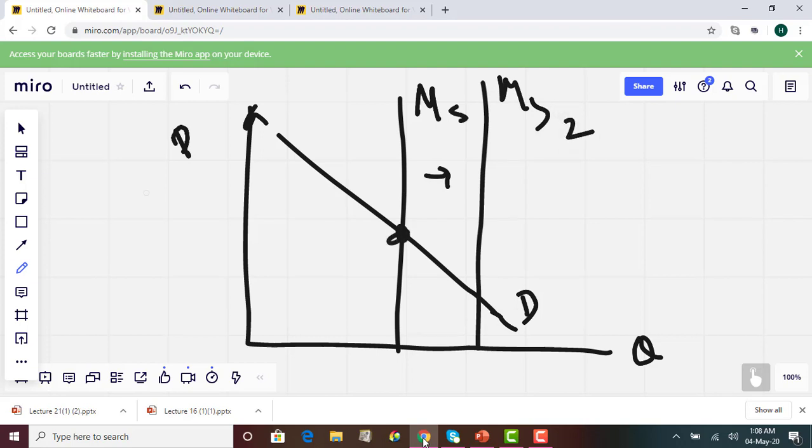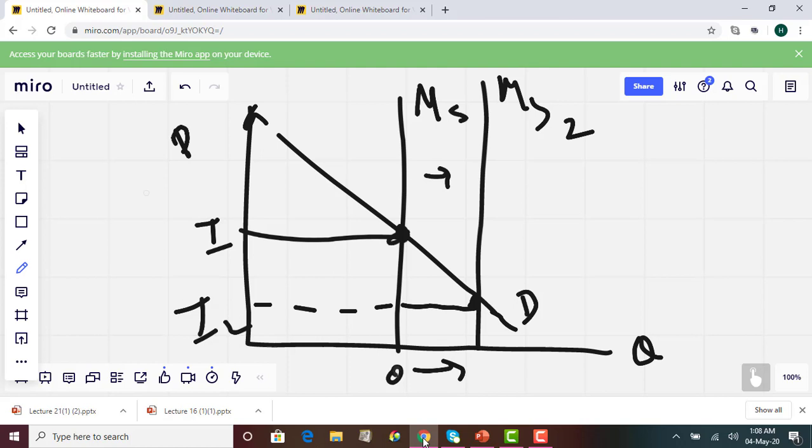Okay, so this was the equilibrium interest rate before. Now what's happening to the new equilibrium interest rate? Your money supply is going up, right? So as a result, the interest rate is going down, right? It was here before, now it's coming here. So interest rate is going down.